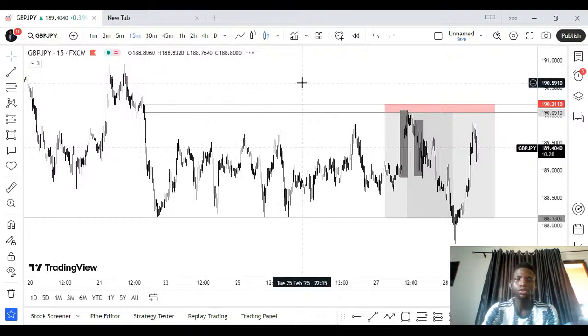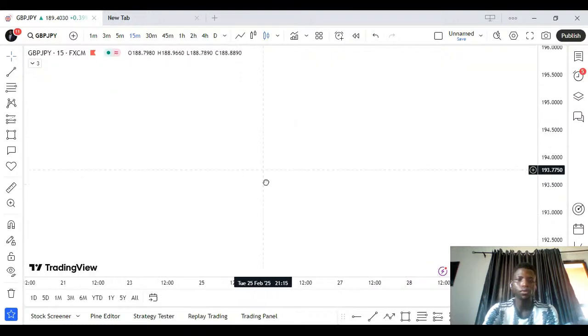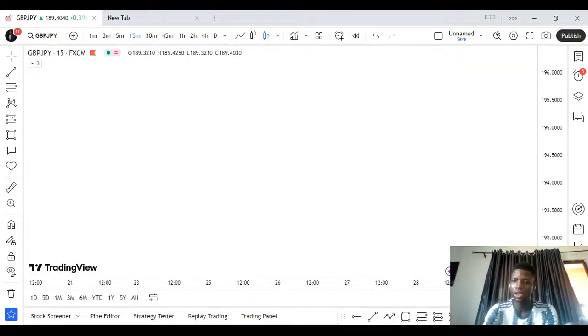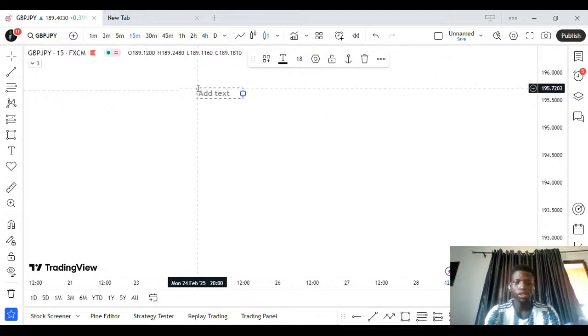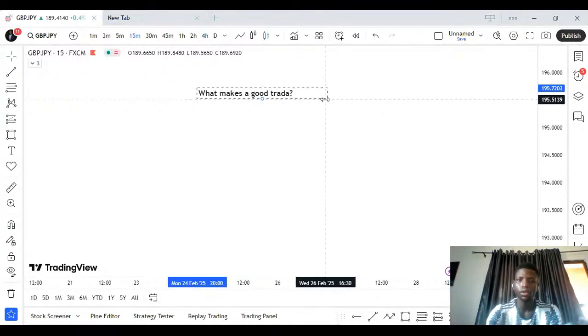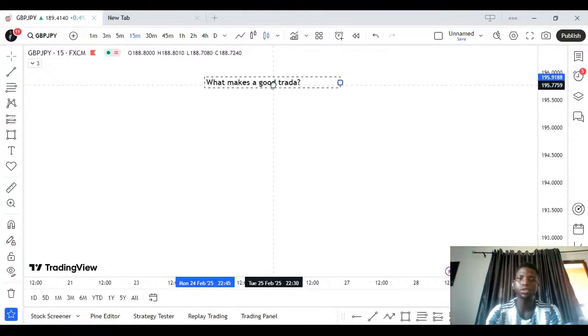And we would wrap things up as quick as we can. So I said compulsory features of every good trade. What makes a good trade? Let's just put it like that. So we're looking together at what makes a good trade.